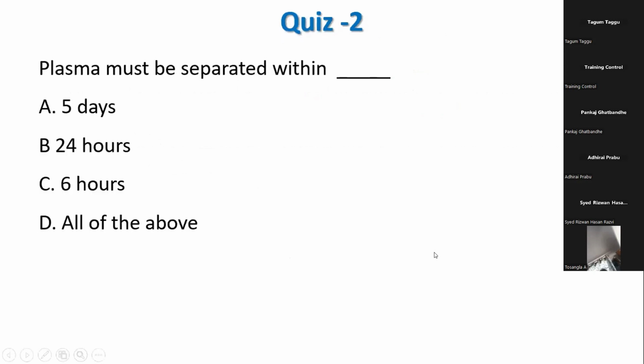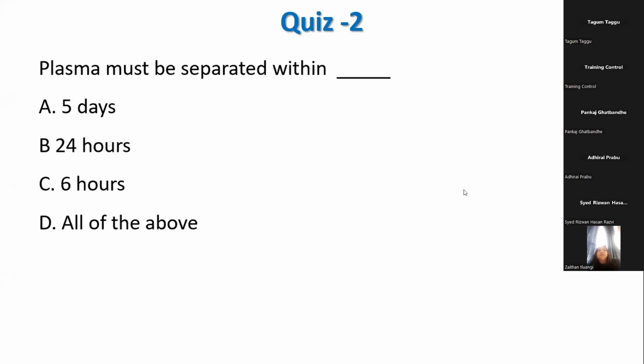So there's another quiz here that has popped up. The question is, plasma must be separated within 5 days, 24 hours, 6 hours, or all of the above. I request everyone to please answer the question as soon as possible within 30 seconds. Two of them have said it is 24 hours, the majority has said it is 6 hours, and someone has said all of them. So this is again an emphasis for your clarification, for better understanding, and for following the process correctly.